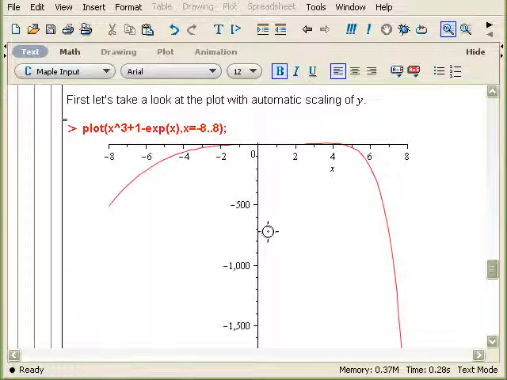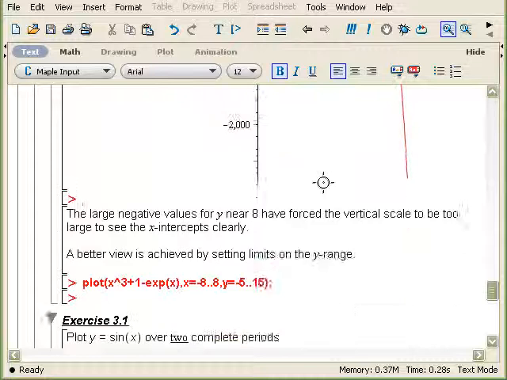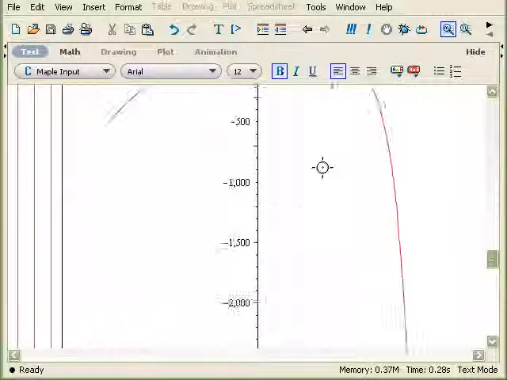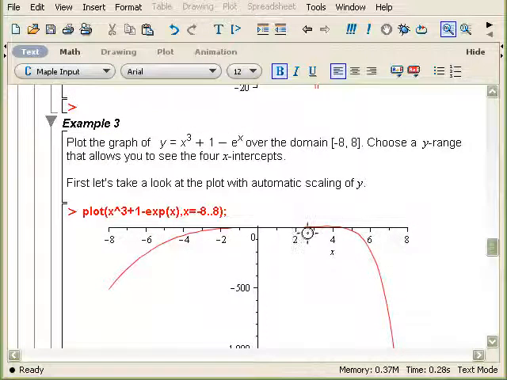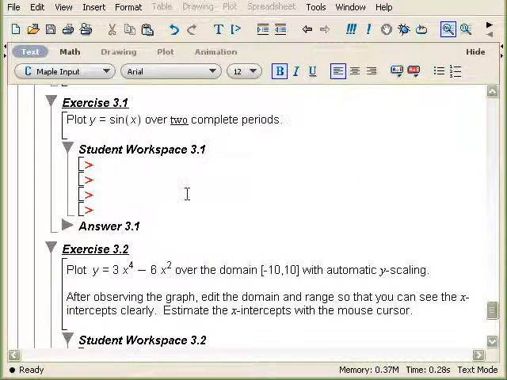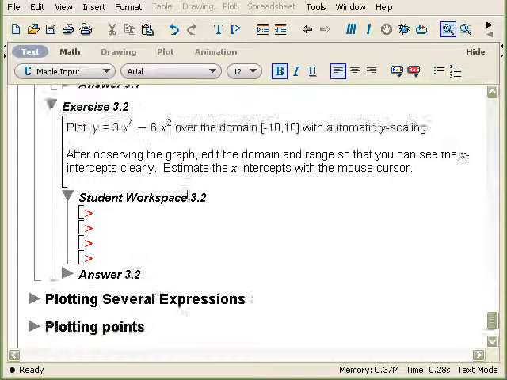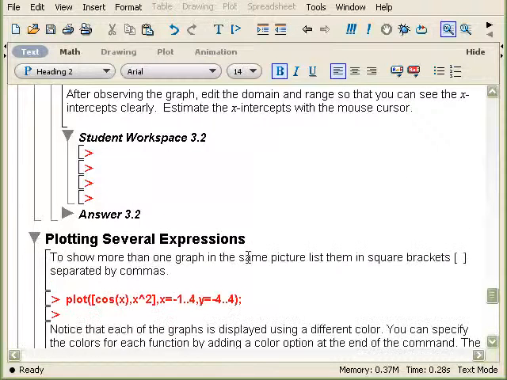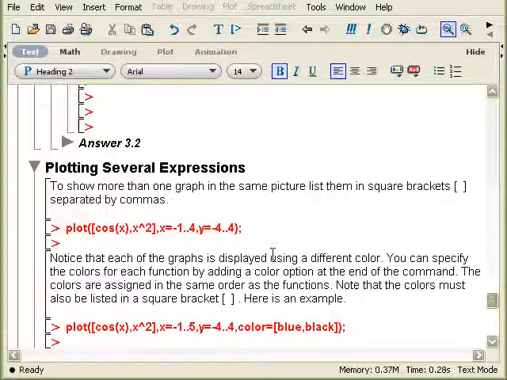Okay, this one once again like this. So we need to do it again, showing what really happens around this part. Please do this exercise too. And let me just cover the next subsection.